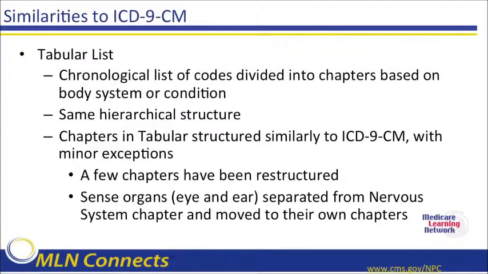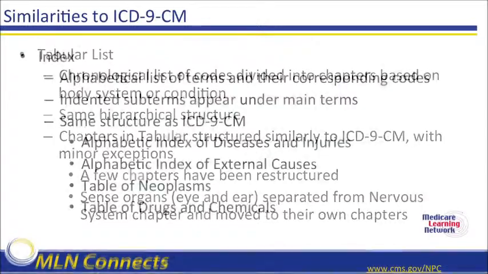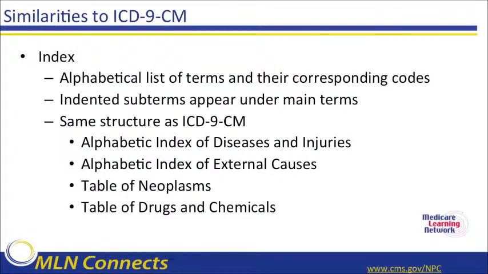ICD-10-CM chapters are structured similarly to ICD-9-CM, with a few exceptions. A few chapters have been restructured, and the sense organs have been moved from the nervous system chapter to their own chapters. In both ICD-9-CM and ICD-10-CM, the index is an alphabetical list of terms and their corresponding codes. Just as in ICD-9-CM, indented subterms appear under the main terms in the ICD-10-CM index. The index structure is the same in both code sets, meaning there is an alphabetic index of diseases and injuries, an alphabetic index of external causes, a table of neoplasms, and a table of drugs and chemicals.